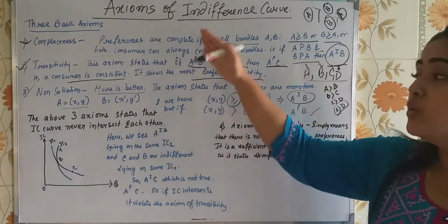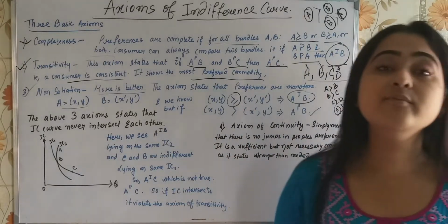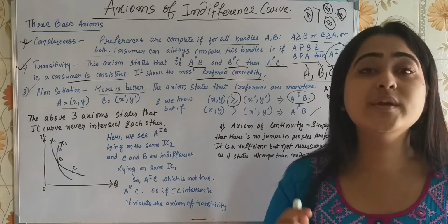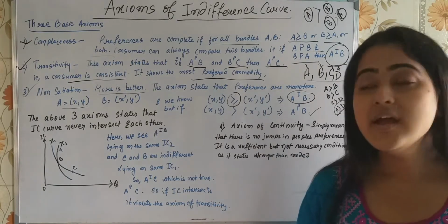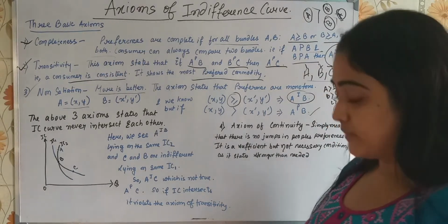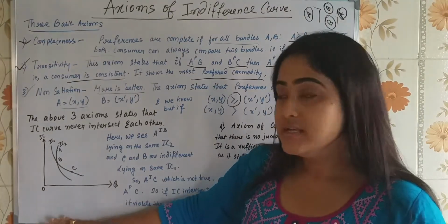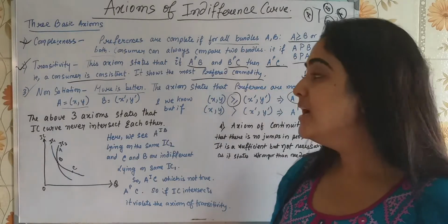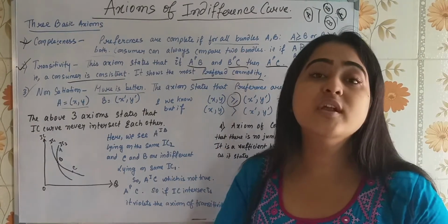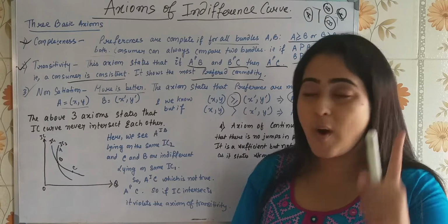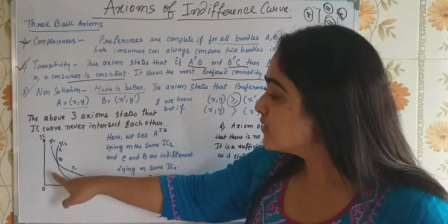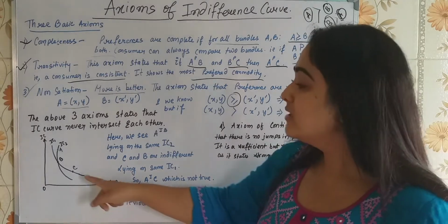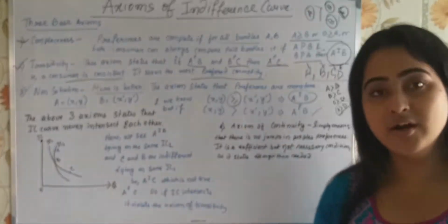Now when we go through these three axioms, we come to the conclusion that two indifference curves are never going to intersect each other. Why? Whenever you see, this diagram is very important. Suppose I have taken two indifference curves IC1 and IC2. Now I have taken three different points on these two ICs. One is on IC2, the second one is the intersection point between IC1 and IC2, and the third one is on the IC1 curve.